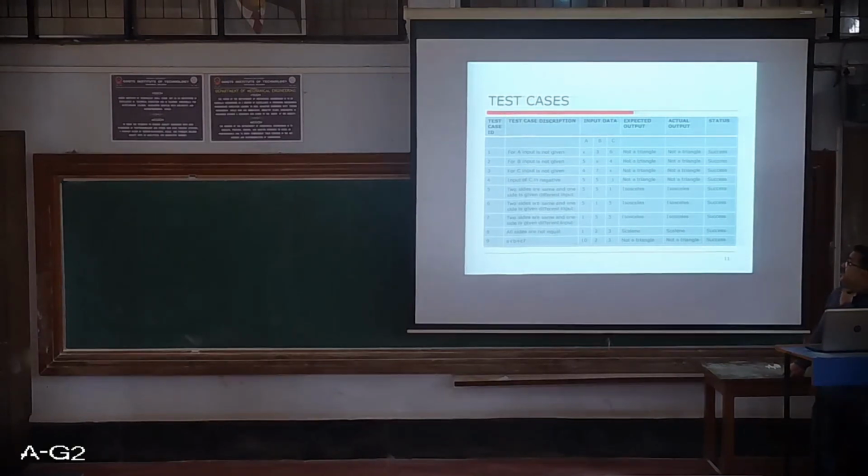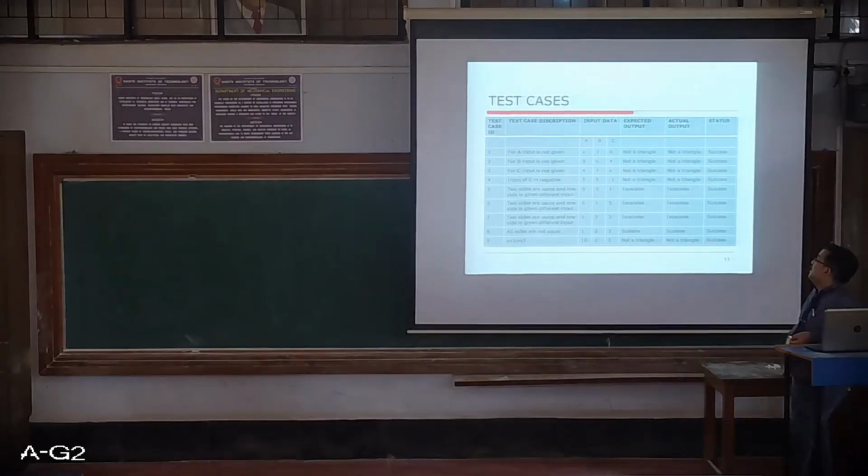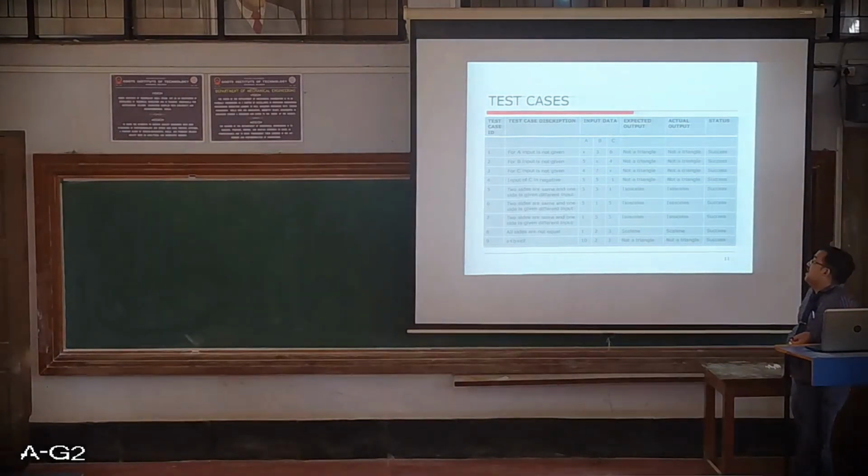Okay. Similarly, C4, that is, suppose one input is negative. When you give a negative input, the same thing applies, and so it is not a triangle. So success. Two sides are same.